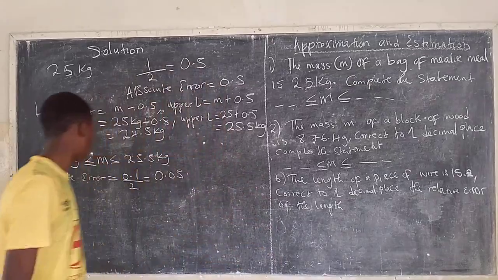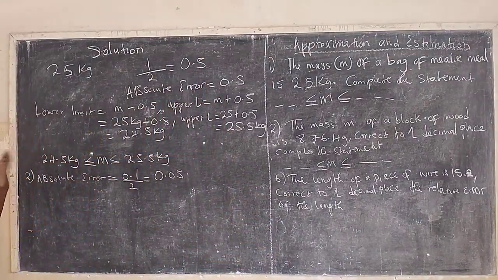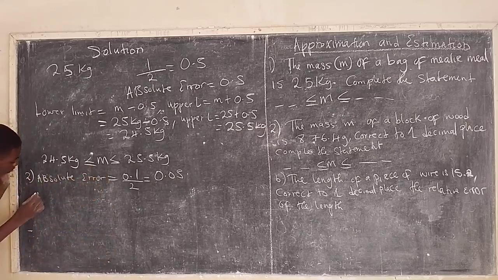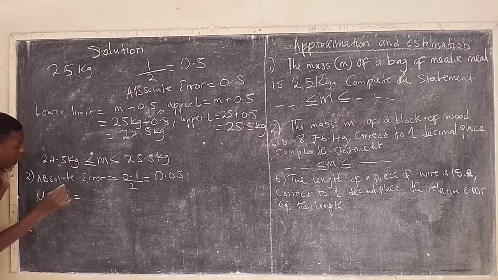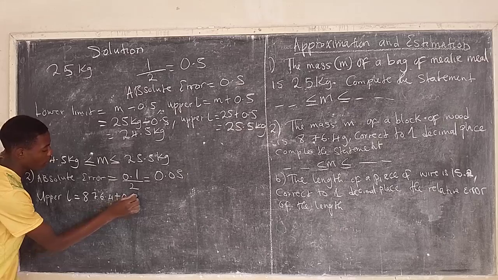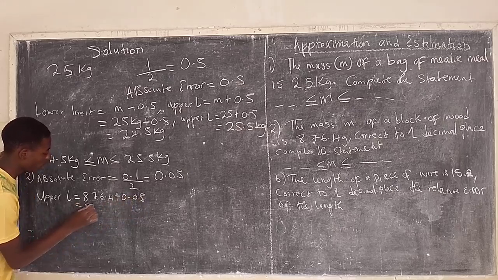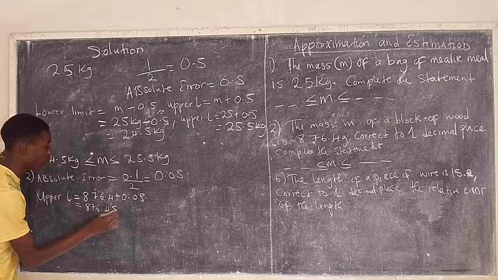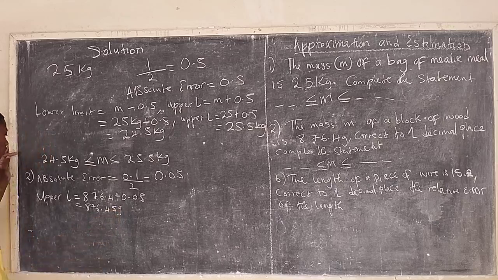Now to answer that, we are going to add to find the upper limit and subtract to find the lower limit. So the upper limit should be equal to the number 876.4, we add 0.05. So when we add, we have 876.45 grams.